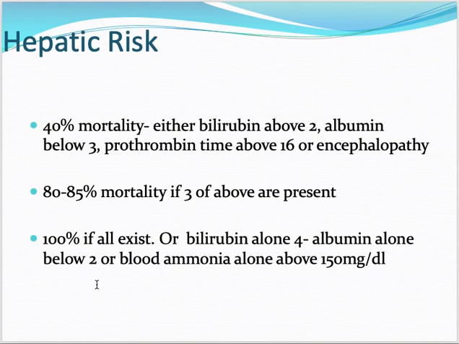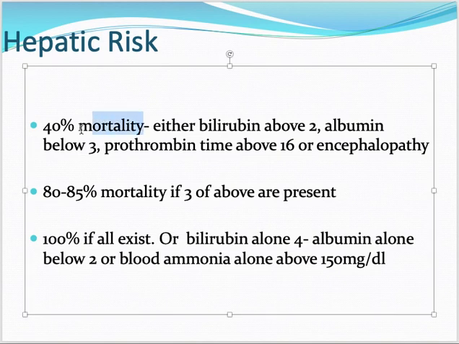Okay, see the hepatic risk. Again, these are examples just to make you understand why preoperative evaluation is so important, and why our aim should be to catch the high risk patients. We should not do surgery on high risk patients, because maybe you will do less good but more bad for that patient. If someone's bilirubin is above 2, albumin is below 3, prothrombin time above 16, or encephalopathy, the mortality is 40%. Okay.